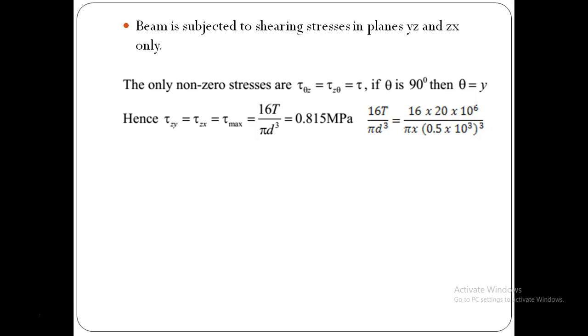If we just insert this value of T, which is given, and we have converted in terms of Newton and mm. So D, we already have a radius, from there we can calculate diameter, and accordingly we'll get 0.815 Newton per mm square. So this was regarding the stresses.